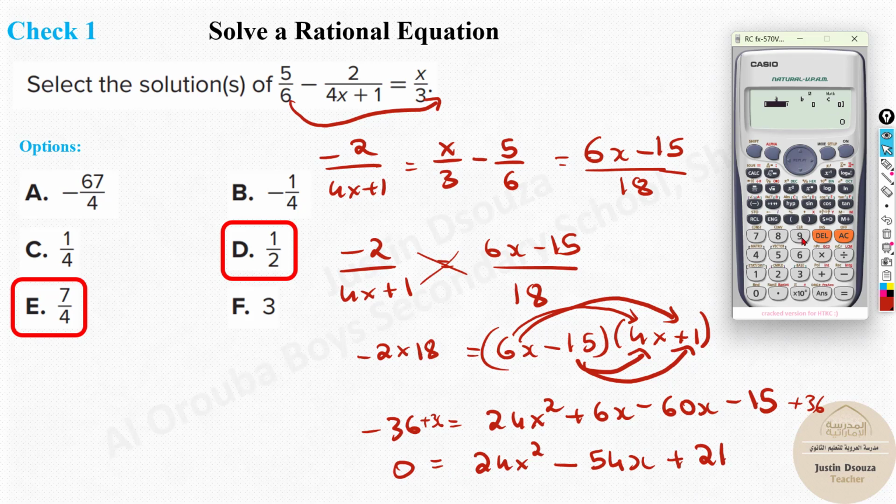Just put these values, 24, then minus 54, and lastly we have 21, and the answer is 7 by 4 and half. Can you see x is 7 by 4, correct? And positive half. That is the second answer. See, in the calculator, if you write this out directly, the first answer which we got is 7 by 4. Yes, but it doesn't show the other answer. So that is half. Okay, I hope this is clear. This is how you simplify this.